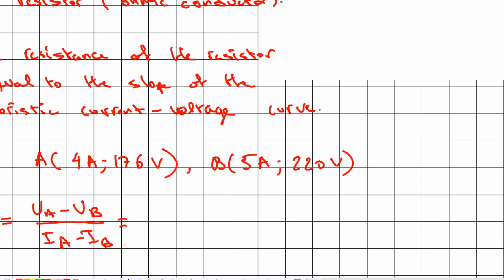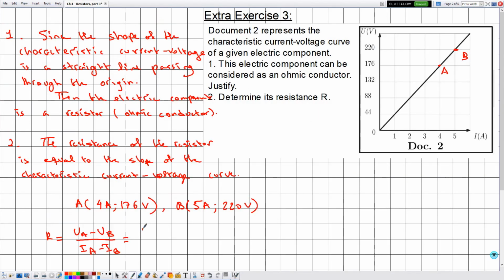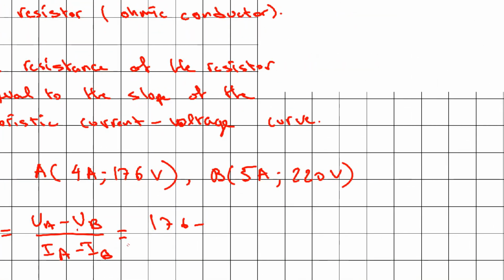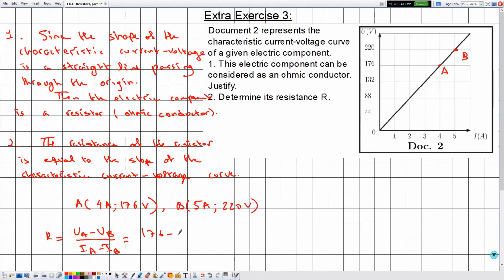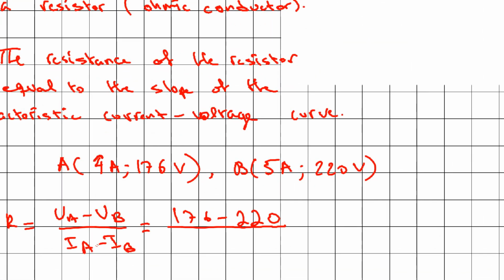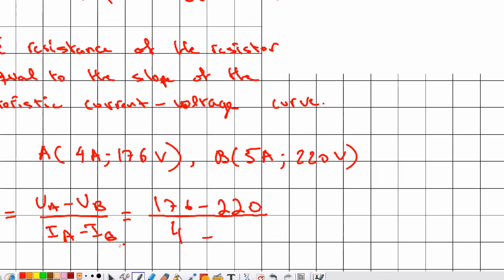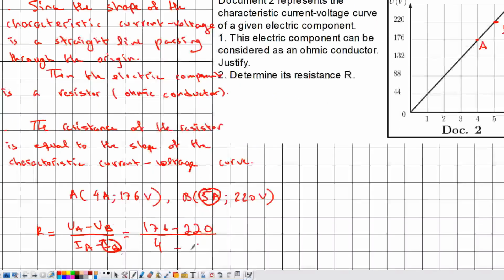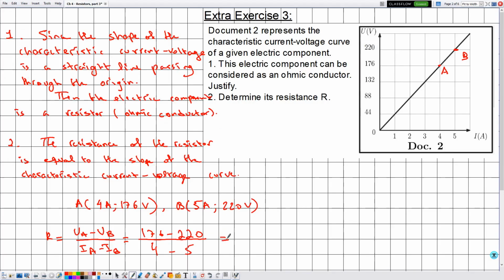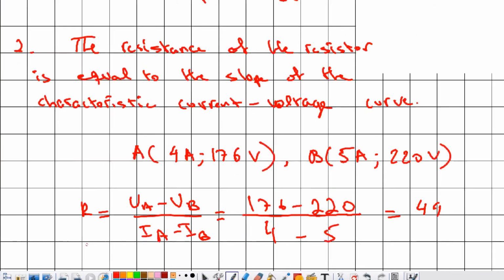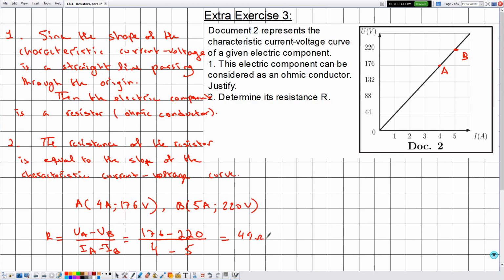Now UA represents the voltage of the point A, which is given by 176, minus the voltage of the point B, which is given by 220 volts, divided by the electric current at the point A, which is given by 4, minus the electric current at the point B, which is given by 5. Plugging this fraction on the calculator, then it's given by 44. Since all of these quantities are expressed in the SI, the value of R will be expressed in the SI, which is ohms. So R in this case is equal to 44 ohms.